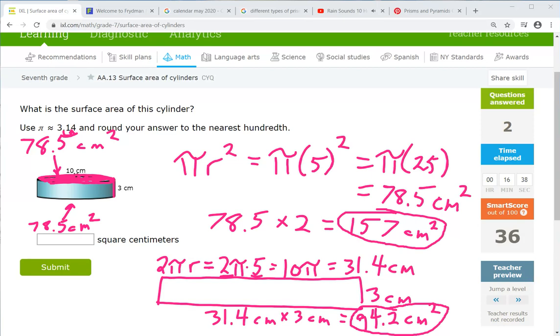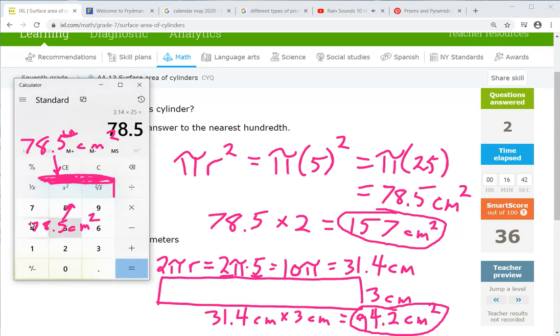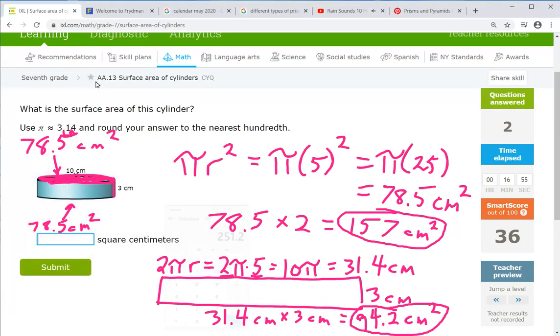I'll just add them up with the calculator. 157. No, it was point nothing. So plus 94.2. We get 251.2 square centimeters.